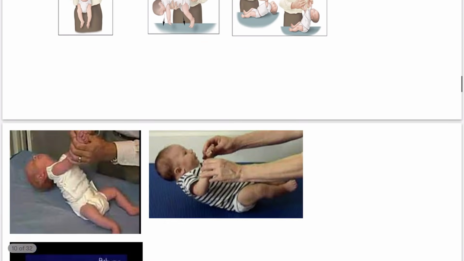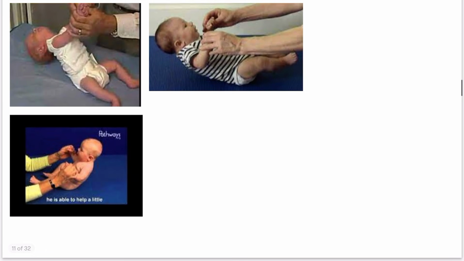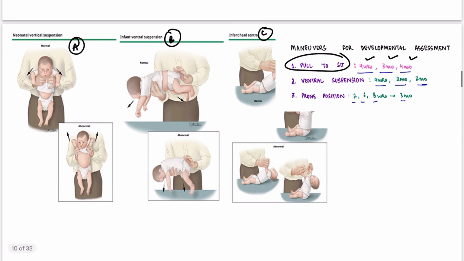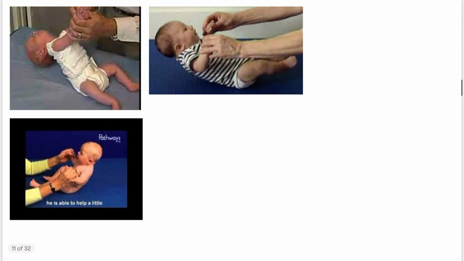So let's go to pull to sit first. I told you, remember 4 weeks, 3 months, 4 months. So at 4 weeks, what do you see over here? When I pull the child up, there is no head control. The head is lagging behind. This is definitely before 3 months of age. This you see at 4 weeks.